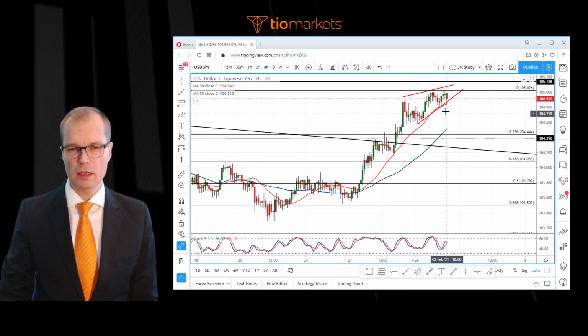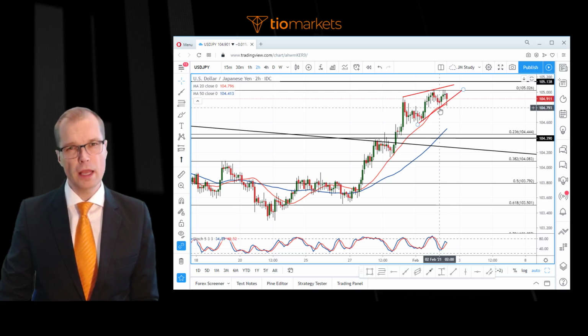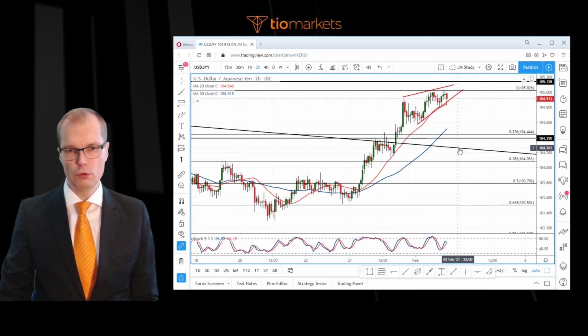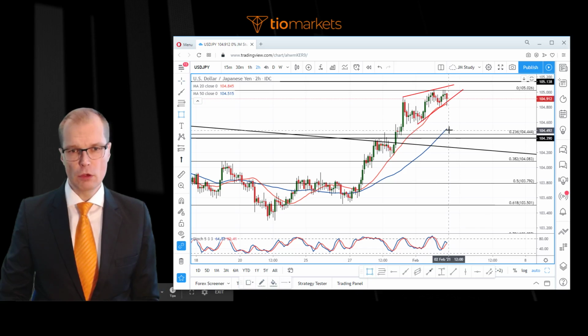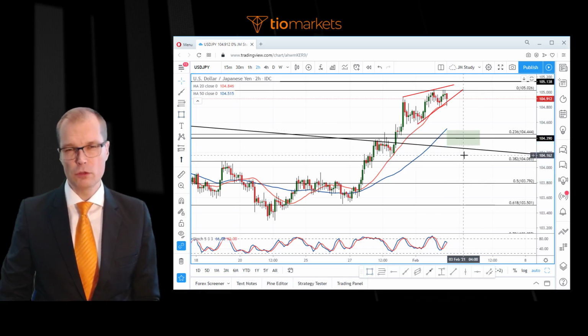So assuming the market makes a lower or equal high and then breaks the latest support at 104.80, then it's more likely that we see a move down to the 104.44 to 104.30 range. So that's roughly the range that we are looking at here. And so that's where we have technical confluence, quite a few different things coming together in this same area.